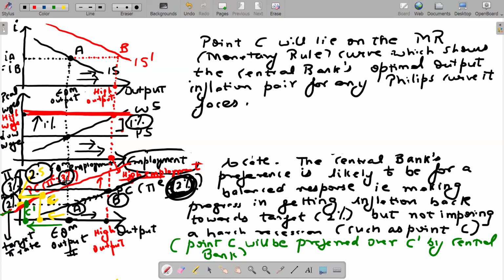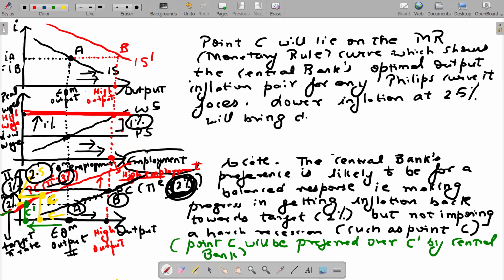So I can say that lower inflation at 2.5% will bring down the expected inflation as well, will bring down pi e as well from the 3% level.